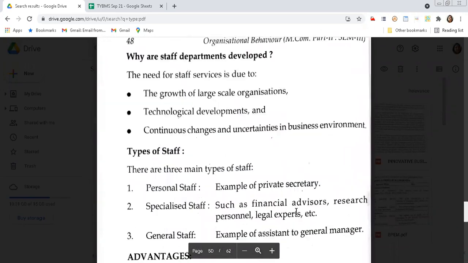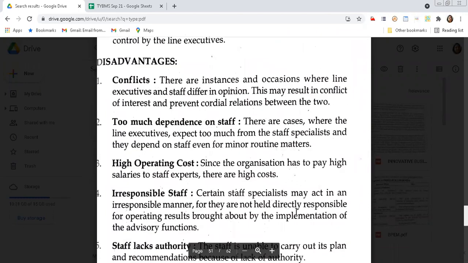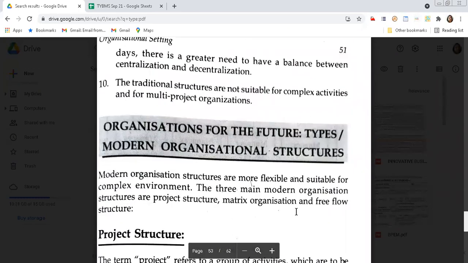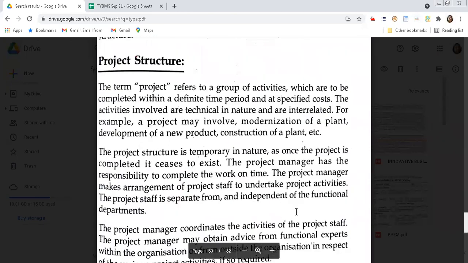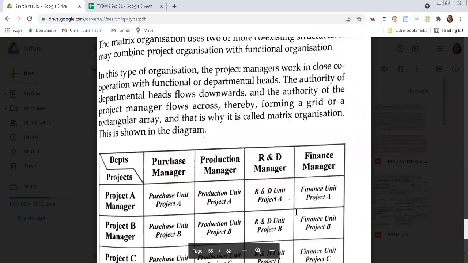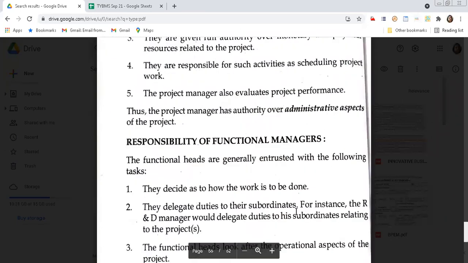I'll just show you that part. Project structure is important. Then there is matrix structure. This is first project structure, matrix structure, and free flow structure. These are the important topics which are covered under module 1.